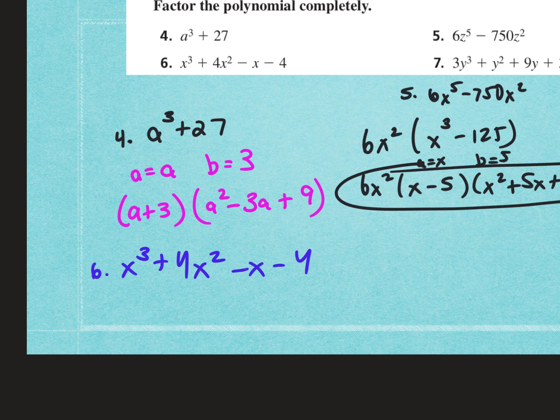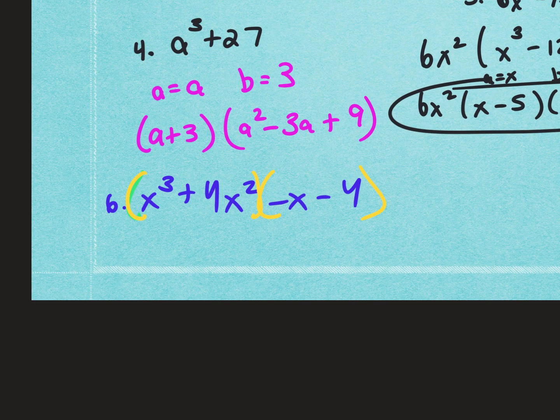So if I have 4 terms, what's the magic rule? We're going to group the first 2 and the second 2. Notice I kept that minus sign with that negative x. In my first parenthesis here, guys, what can I take out between x cubed and x squared? X squared, good. When I divide that out, I'm left with x plus 4, correct?